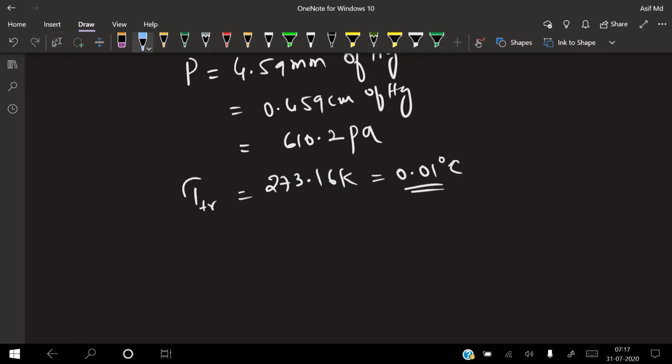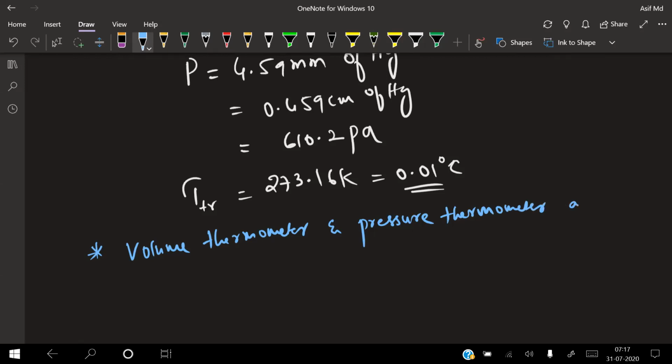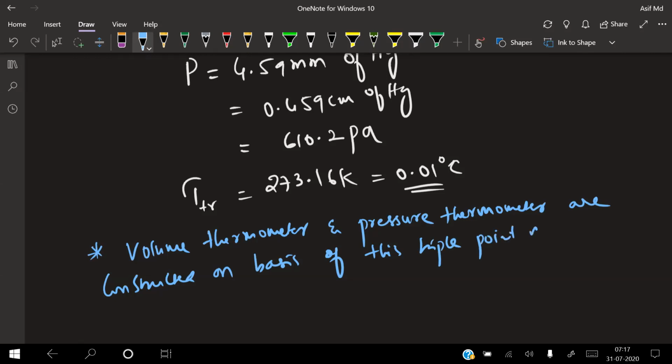And to do this experiment, we have certain conditions, like we use volume thermometers and pressure thermometers. The volume thermometer and the pressure thermometer are constructed on the basis of this triple point of water.